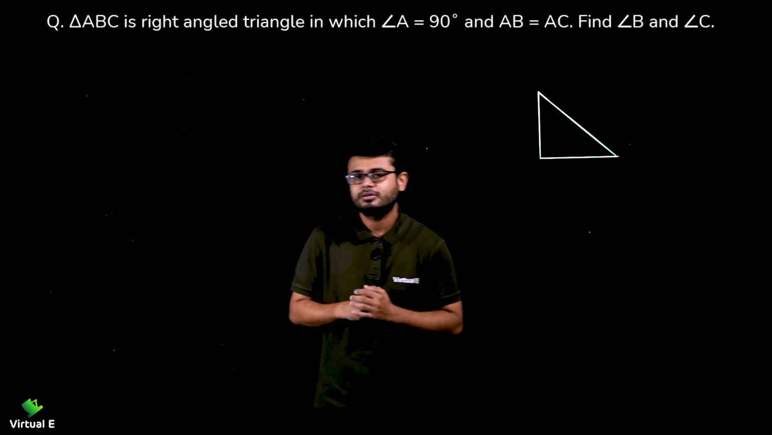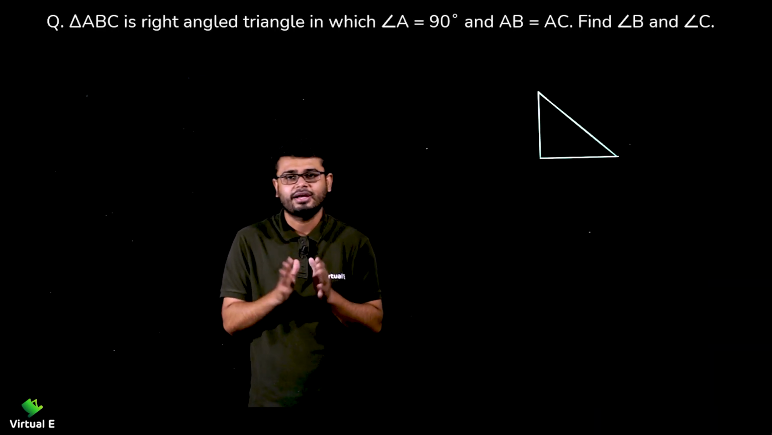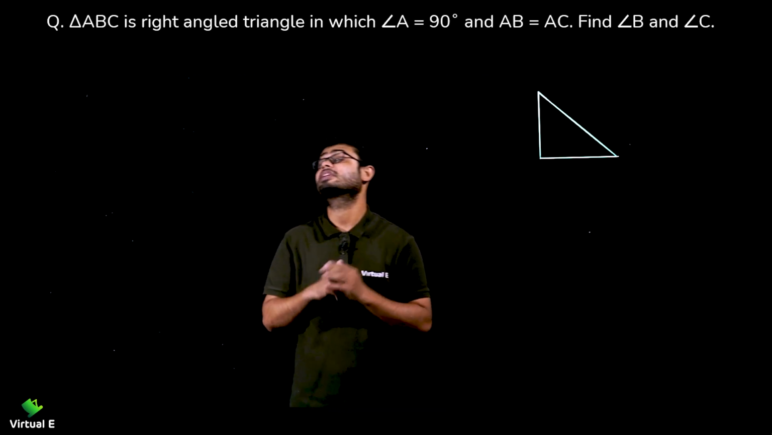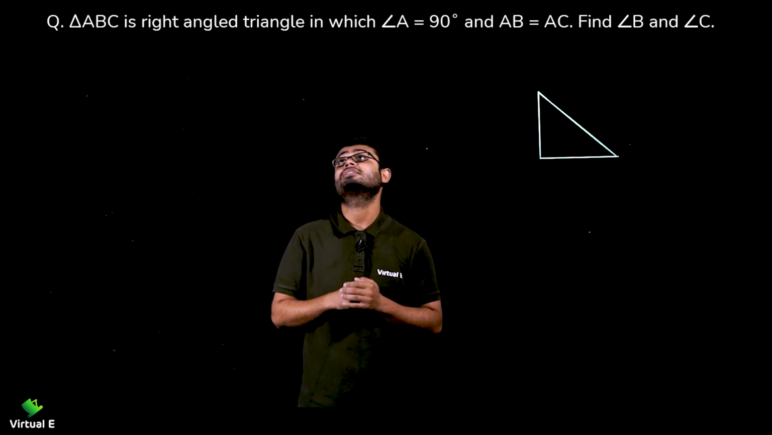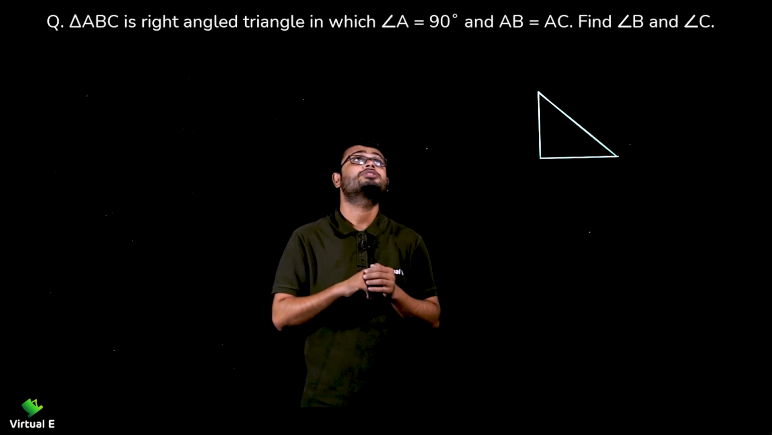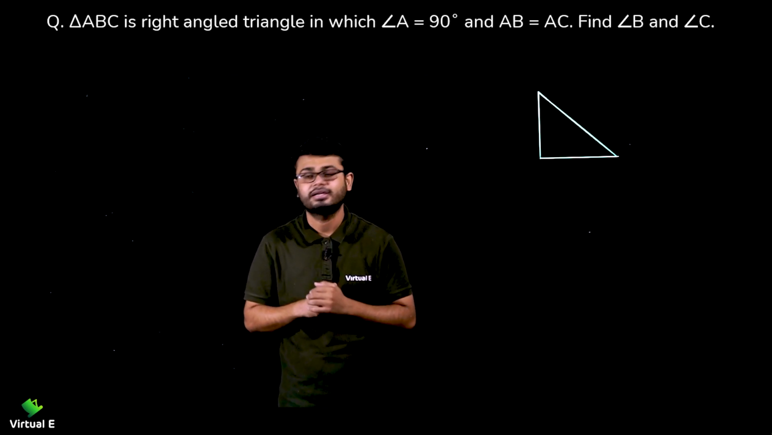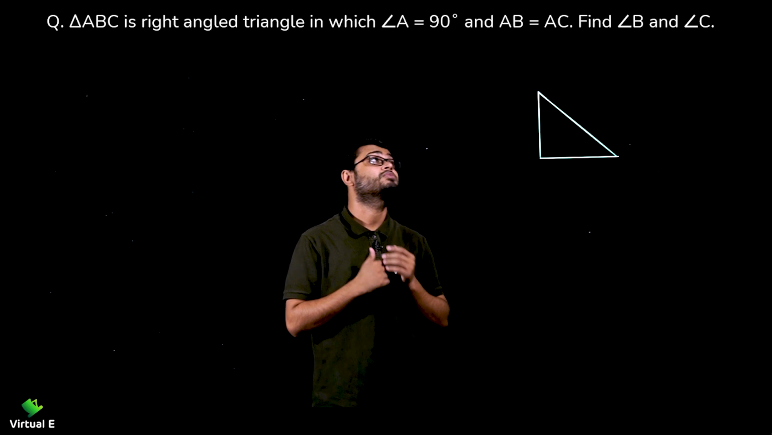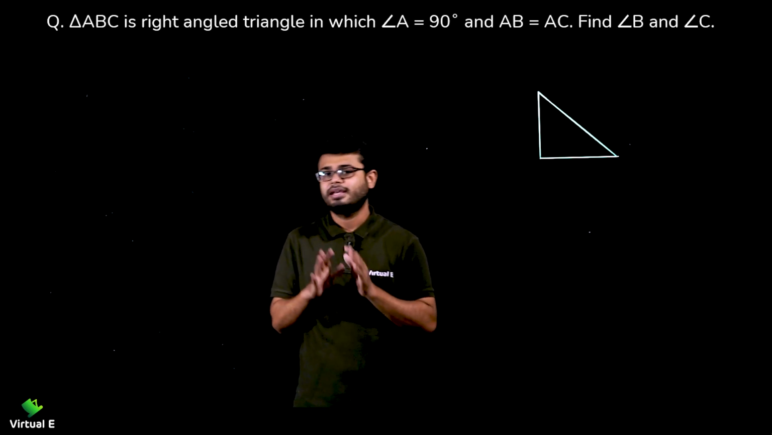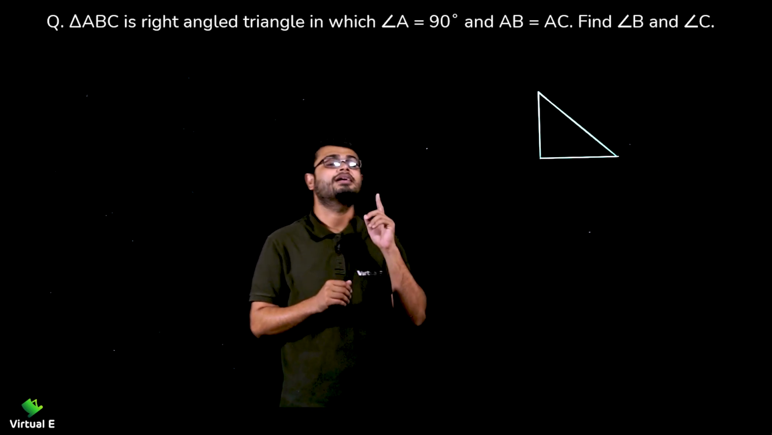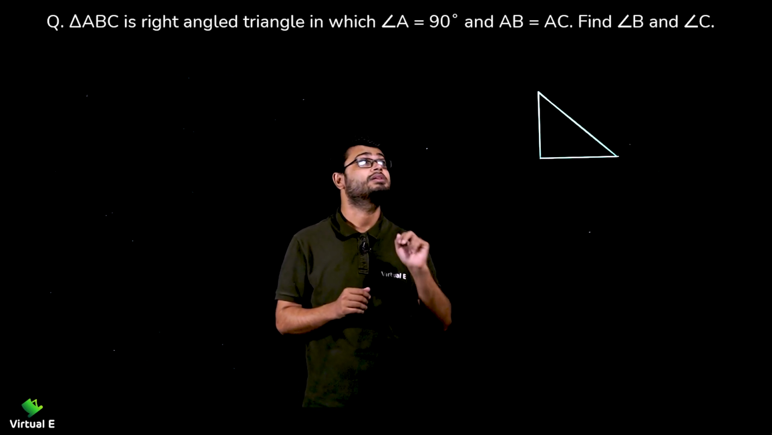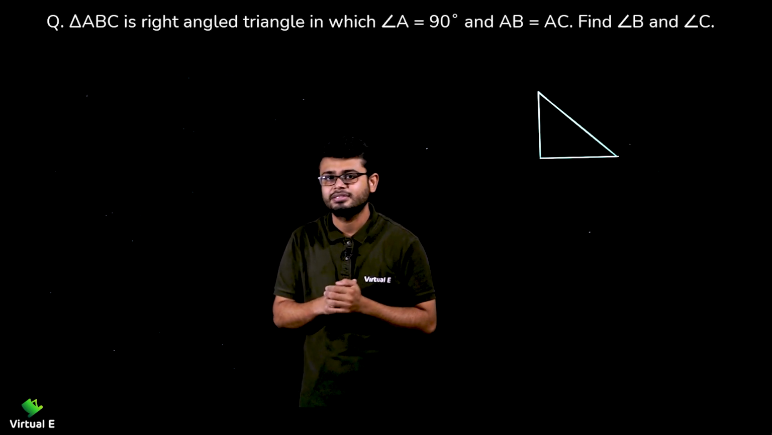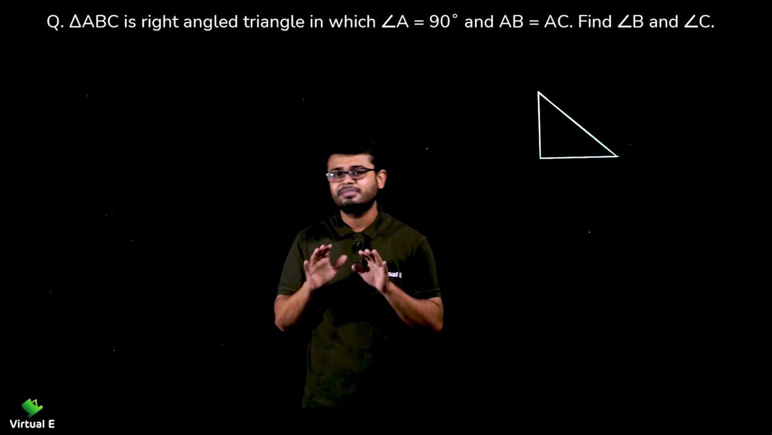Let's discuss one more question. This is about the right triangle. Let's start with the question. In triangle ABC, right angle triangle, in which angle A is equal to 90 degree and AB is equal to AC. Find angle B and angle C. So we have the value of angle A and two sides are equal, and we need to find the two missing angles. Now see over here, this is very simple question, right?